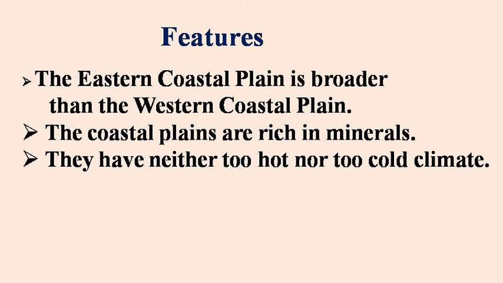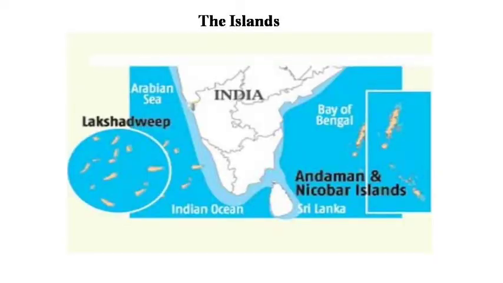Now, let us study the specialities of the coastal plains. The eastern coastal plain is broader than the western coastal plain. The coastal plains are rich in minerals. They have neither too hot nor too cold climate. Since coastal plain region is nearby the sea, these areas have not too much cold, not too much hot climate. A moderate climate will be there in the coastal plain region.